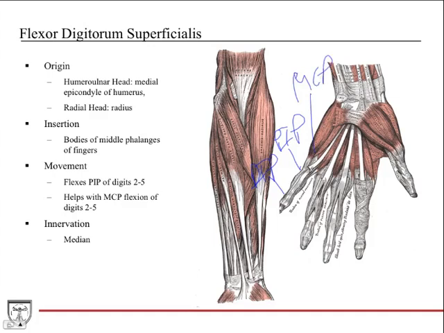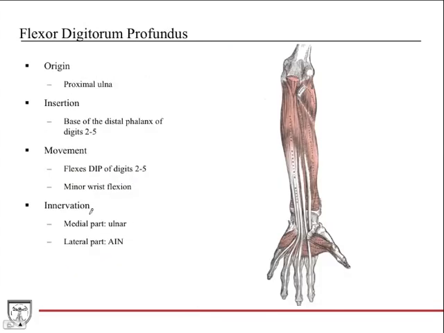So, as you can see here, it's going to contract, and it's going to pull the finger up on this PIP joint. So it flexes the PIP joint, as you can see here. And it crosses the MCP joint, so it also helps with flexion. Now, what's an important thing to know, this is not the main flexor. There's actually intrinsic hand muscles that are the major flexors of the fingers, and we'll talk about that in the hand lecture, so be aware of that. This is much more involved in flexion of the PIP joints, okay? And then the innervation is the median nerve.